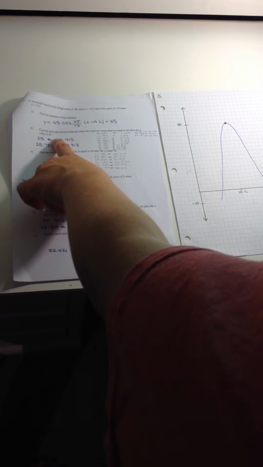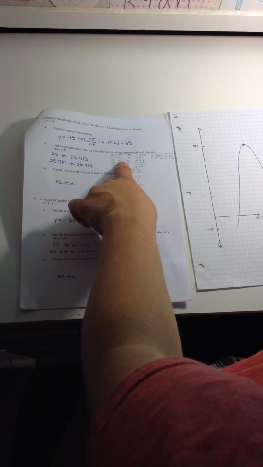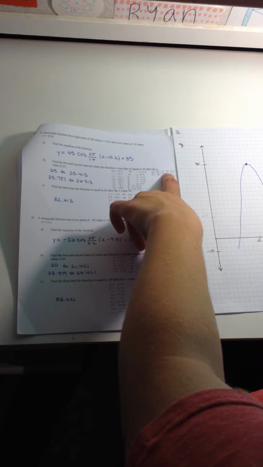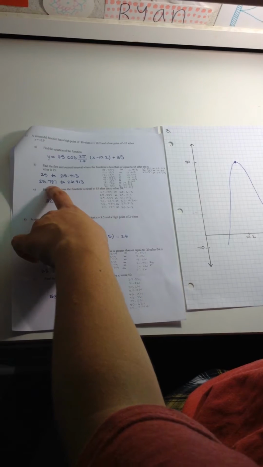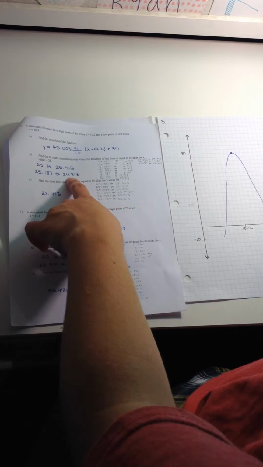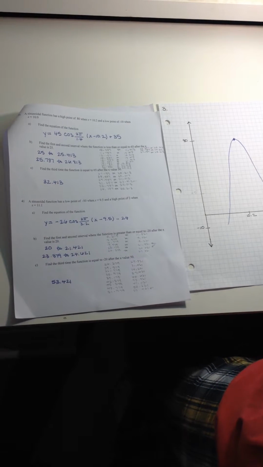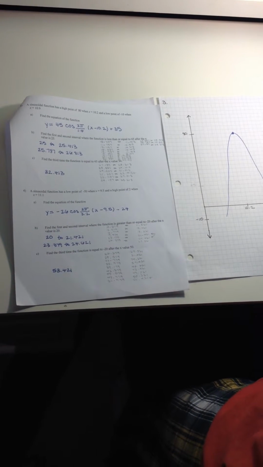This one wants the first and second interval of reaching 25. So as we continue down, we find our first one at 25 to 25.413, and our second one at 25.787 to 26.813. Now C asks for the third time the function is equal to 65 after the value of 30.